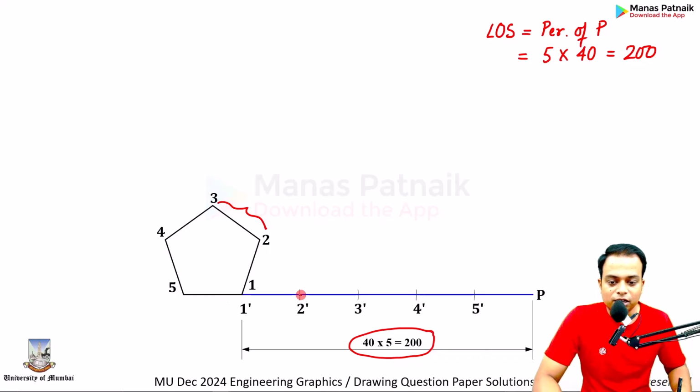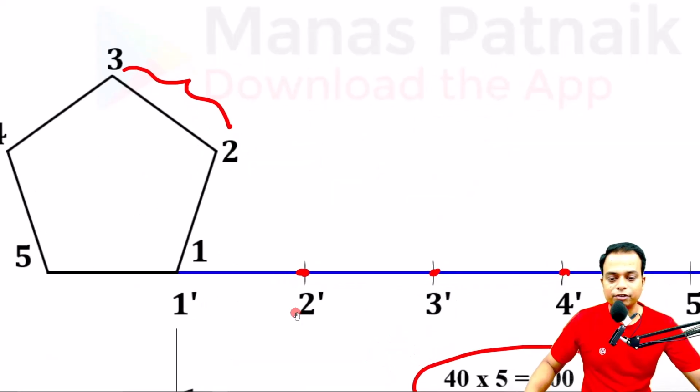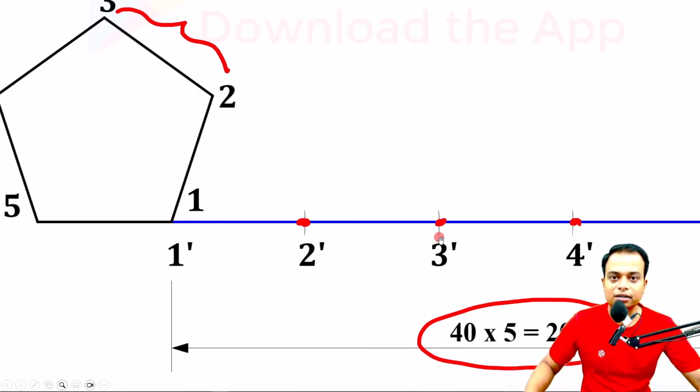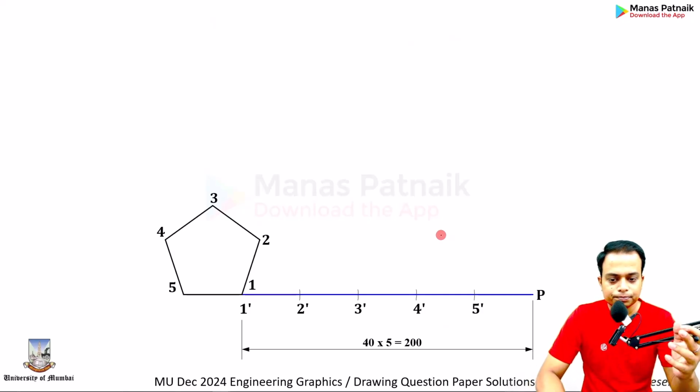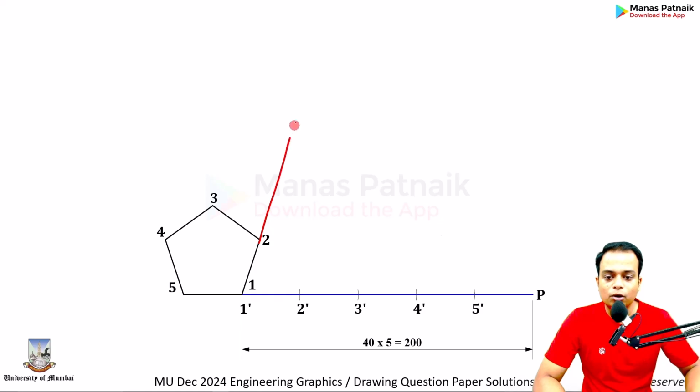After every 40 millimeters, you need to just mark a point. If you watch carefully, I have made these arcs. Your choice, make points, no problem. Now what to do? In the next step of construction, we are going to produce this line from 1 to 2. We are going to go beyond 2 this way.